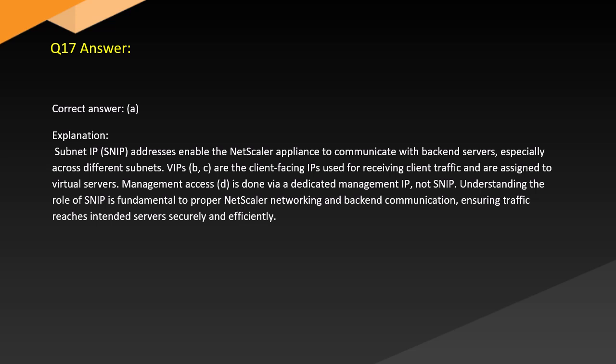Answer. Correct answer, A. Explanation. Subnet IP, SNIP, addresses enable the NetScaler appliance to communicate with backend servers, especially across different subnets. VIPs (B, C) are the client-facing IPs used for receiving client traffic and are assigned to virtual servers. Management access (D) is done via a dedicated management IP, not SNIP. Understanding the role of SNIP is fundamental to proper NetScaler networking and backend communication, ensuring traffic reaches intended servers securely and efficiently.